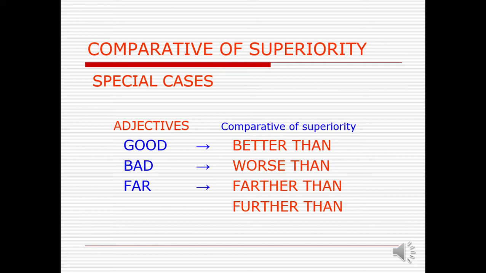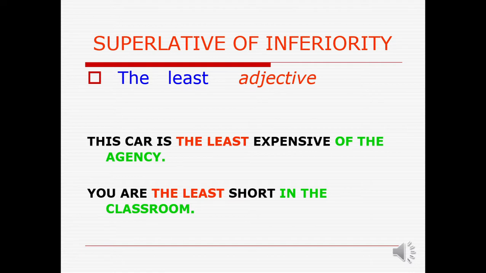There are some special cases in comparative of superiority, which are the adjectives good, bad, and far. The forms of the comparatives then are better than, worse than, farther, or further than. Superlative works very similarly to the comparatives in terms of grammatical and morphological rules. The inferiority in the superlative is expressed by the expression the least plus the adjective. This car is the least expensive of the agency, and you are the least short in the classroom.